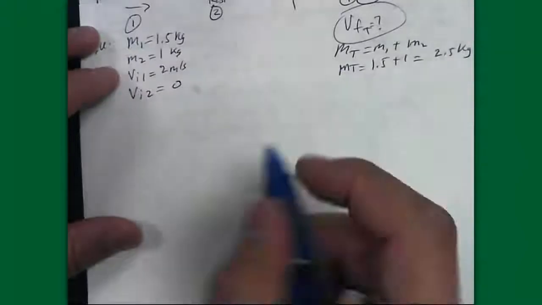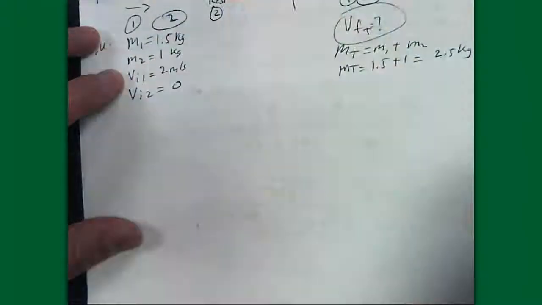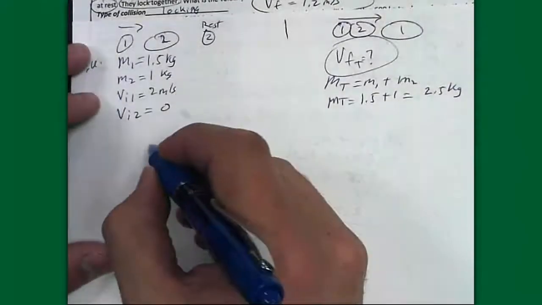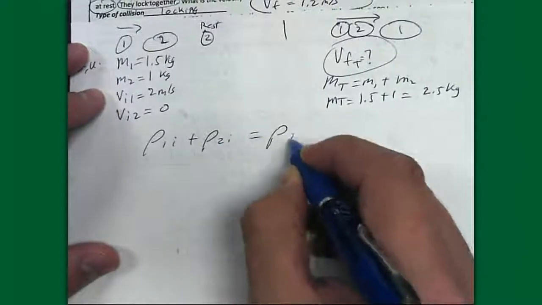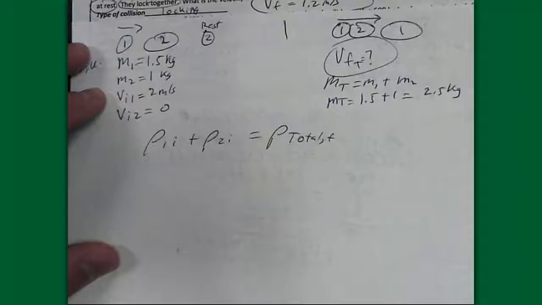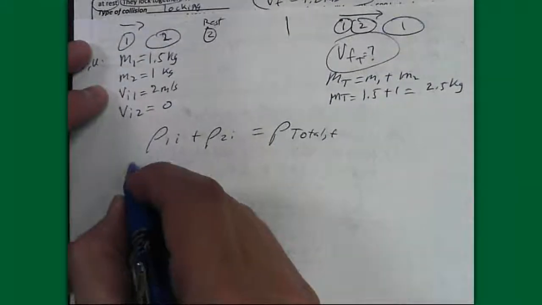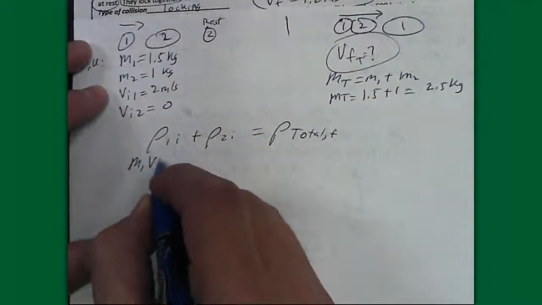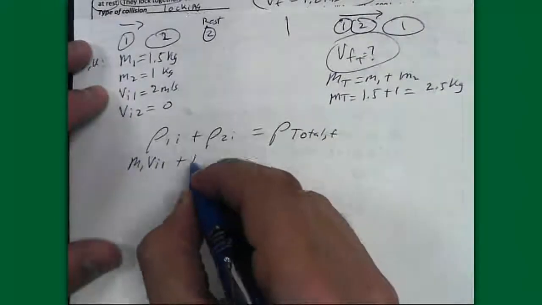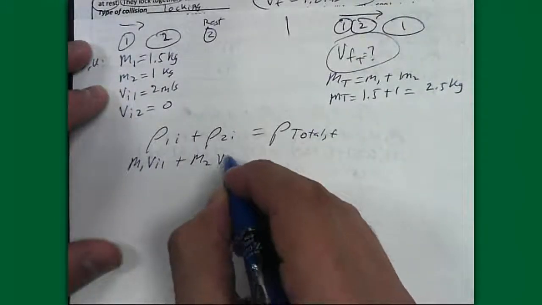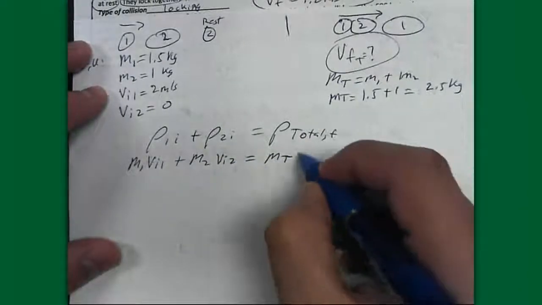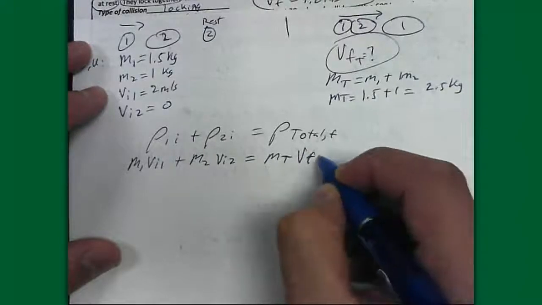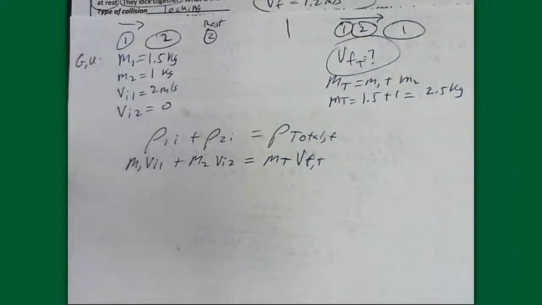Alright, so let's work this out. We have two objects to start out with. We have one object to end up with. So momentum 1 initial plus momentum 2 initial equals momentum total final. To flesh it out, this is mass 1 times the initial velocity of object 1 plus mass 2 Vi2 equals the total momentum, which is equal to the mass total times the final velocity. We can say that's the final velocity of the total pair.